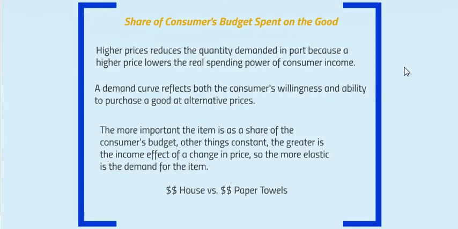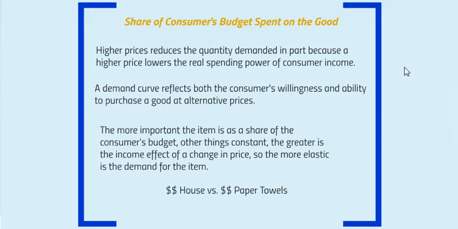Share of the consumer's budget spent on the good. Higher prices reduce the quantity demanded, in part because a higher price lowers the real spending power of consumer income. A demand curve reflects both the consumer's willingness and ability to purchase a good at alternative prices. The more important the item is as a share of the consumer's budget, other things constant, the greater is the income effect of a change in price. So the more elastic is the demand for the item.